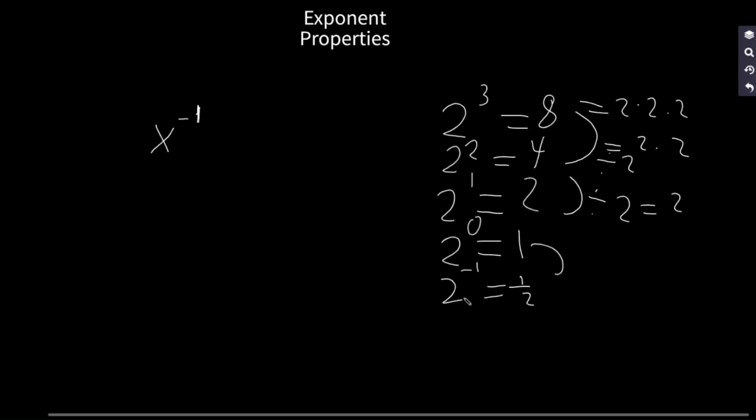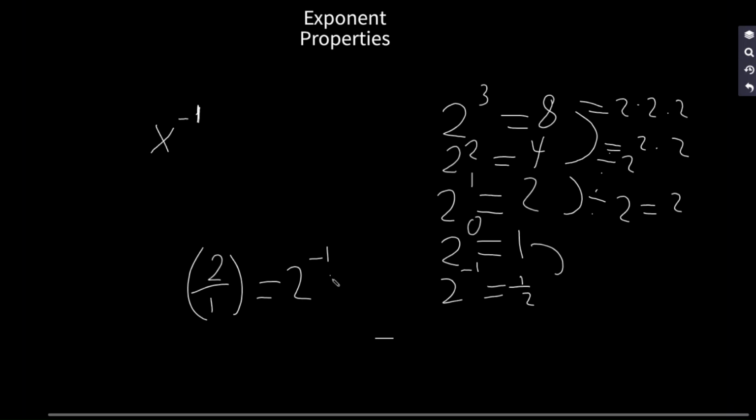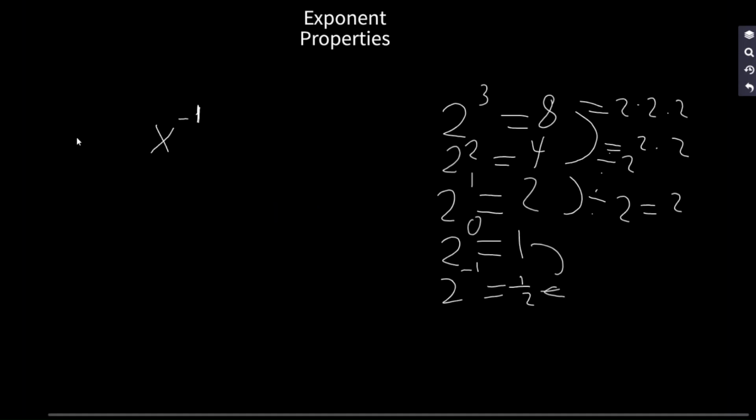All right, now you may be wondering why we're doing this. But 2 divided by 1, that's just 2. So if we take 2 to the negative first, we're really just taking 2 divided by 1 to the negative first. And 2 divided by 1 to the negative first, that's just 1/2, right? So we're basically just switching the numerator and the denominator. And you may wonder, why is that the case? So let's see if we can figure out why that is the case.